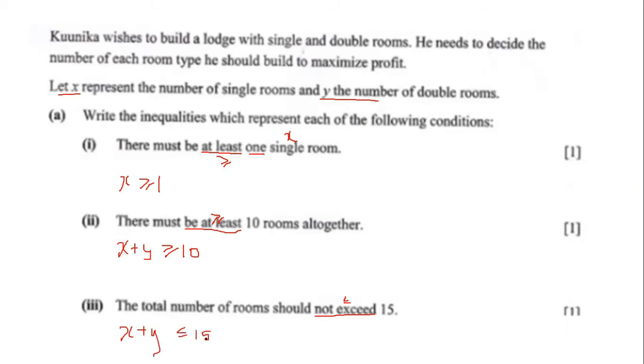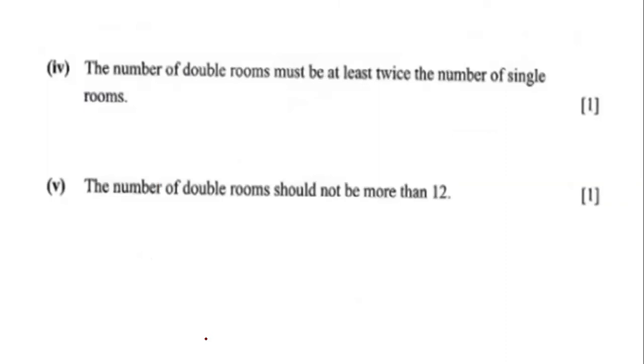All right, let's continue. The number of double rooms must be at least twice the number of single rooms. Here again there is "must be at least", and at least simply means greater than or equal to. Then they are saying the number of double rooms, so that is Y, must be at least twice the number of single rooms. Twice is 2, so this gives us 2X. So we make an inequality which says Y is greater than or equal to 2X.